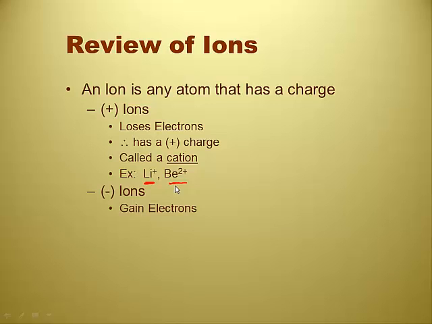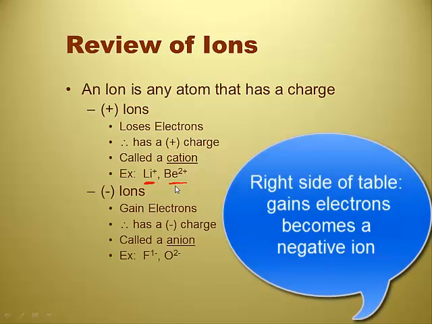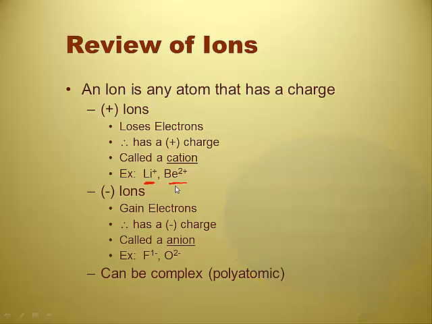Negative ions gain electrons, have a negative charge, and are called anions. For example, fluorine and oxygen ions. Fluorine gained 1 electron, oxygen gained 2. Very good. Ooh, polyatomics. Yep, there's that list again.